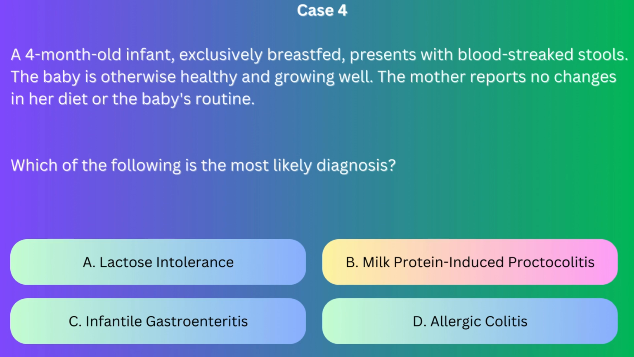In exclusively breastfed infants, milk protein-induced proctocolitis is a common allergic reaction to cow's milk protein present in the mother's diet. It presents with blood-streaked stools in otherwise healthy infants. Unlike conditions like lactose intolerance, infantile gastroenteritis, and allergic colitis, it doesn't typically cause significant distress, weight loss, or systemic symptoms in the infant. Case number 5.